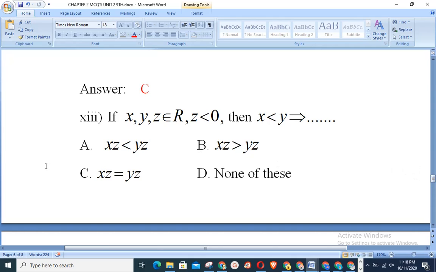Next, number 13 objective. If x, y, z belong to R and z is less than 0, means it is negative, then for x less than y, when you multiply z on both sides, a very simple rule is that the inequality will be reversed. Here it is x less than y, now it will become x into z greater than y into z. That is well obvious, available in option B only. So option B is my correct option.